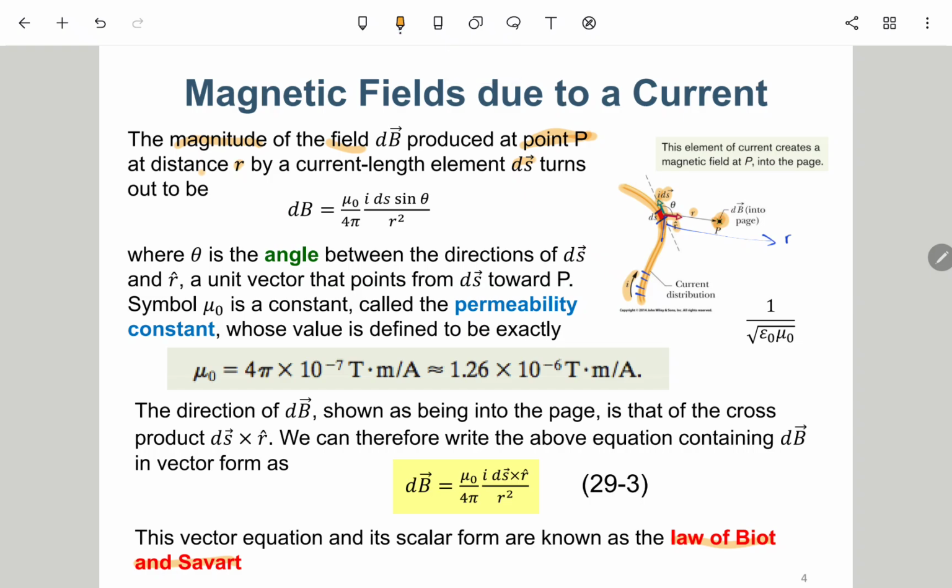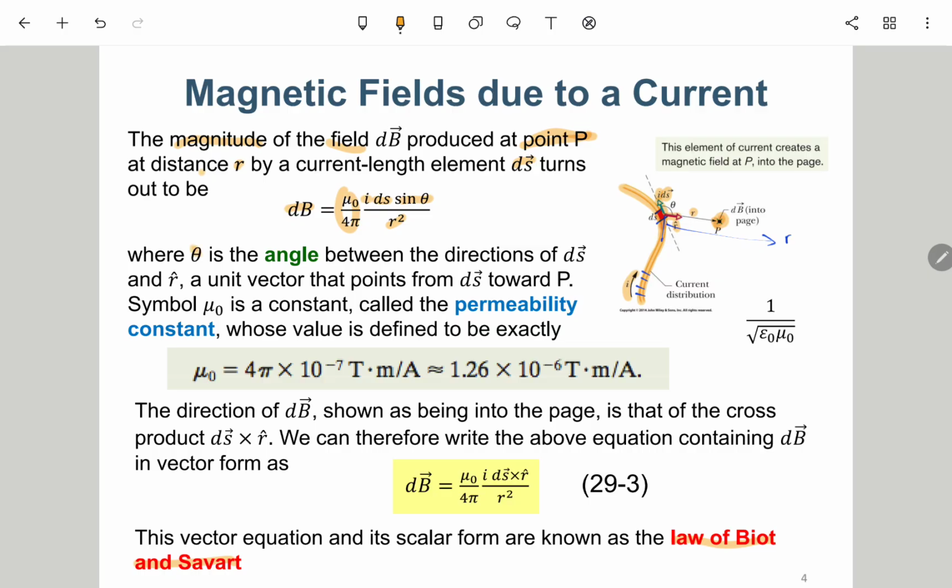Here it says the dB generated at point P will be like this: this is a big constant, and then we have I ds, which is about the current. We also have sine of theta, which you can imagine is related to the cross product, and we also have r squared. This is the scalar form. First we consider what mu naught is.